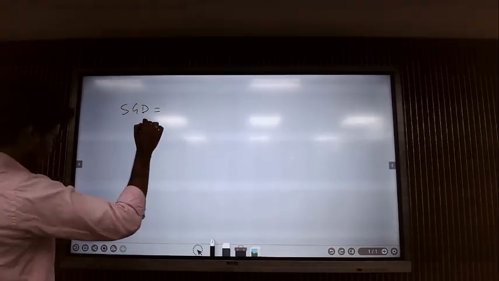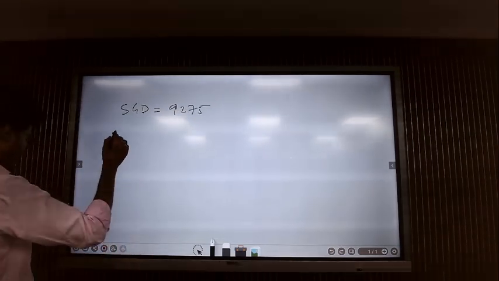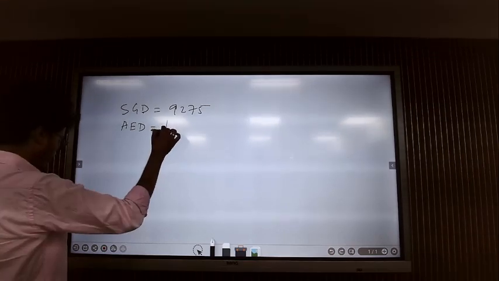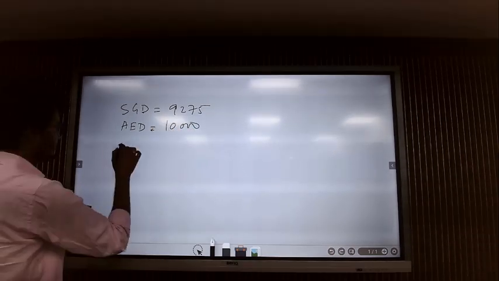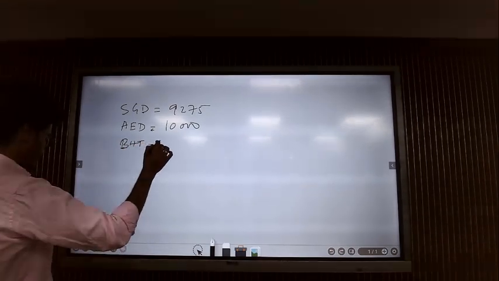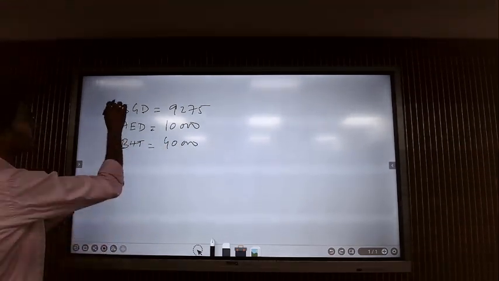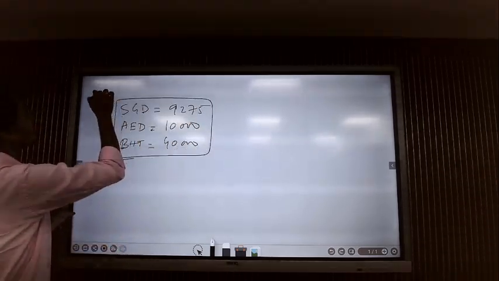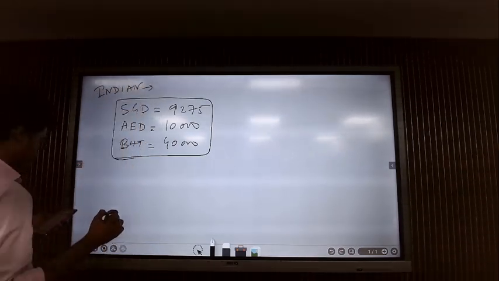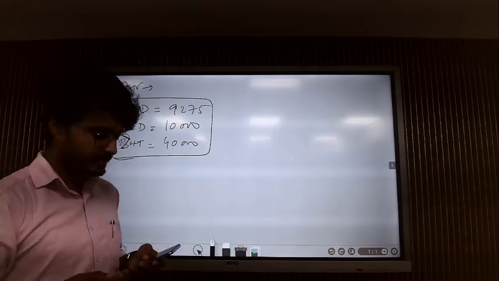So just an example, SGD, the cost for Singapore 9275, the cost for Dubai 10,000, the cost for Thailand 40,000, but the citizen is an Indian citizen. Indian citizen plans to visit.